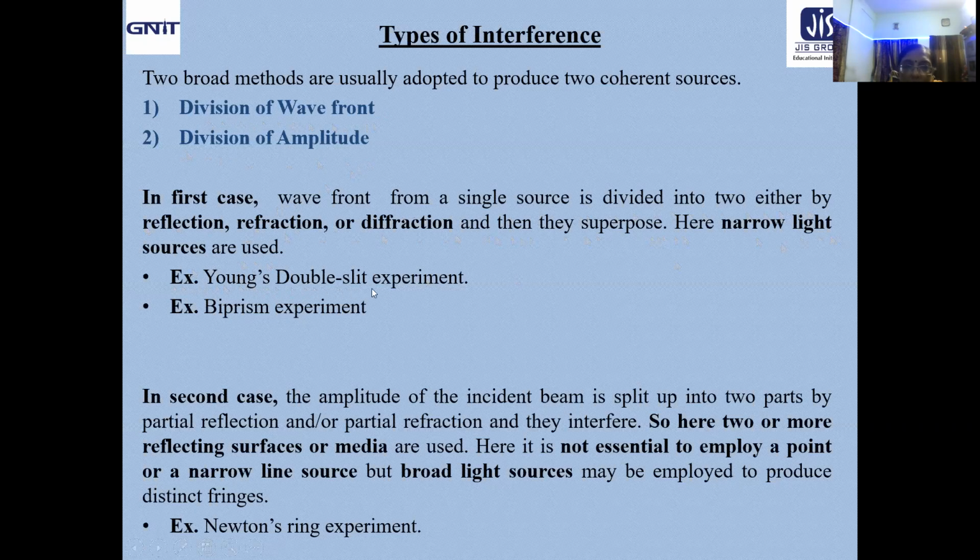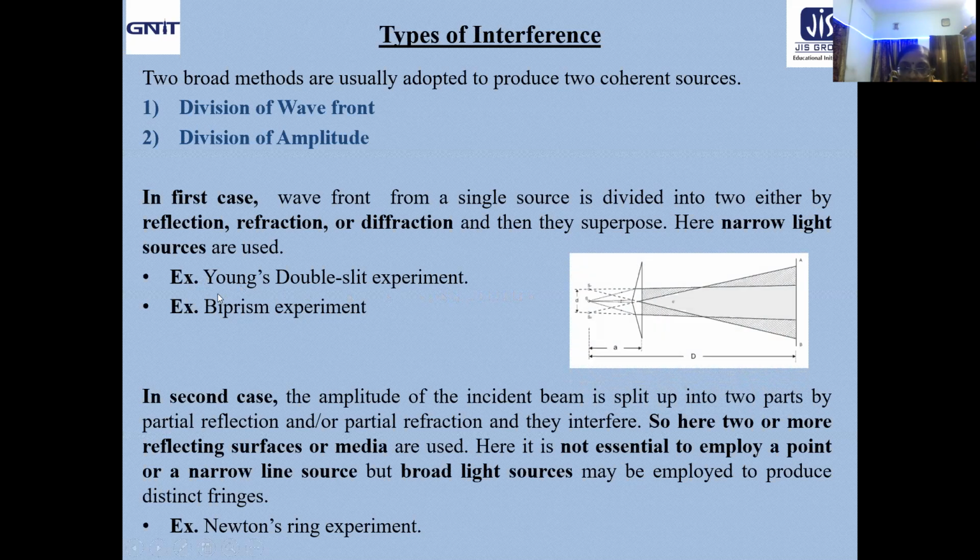Most common example is the double slit experiment of Young, where we have seen from S, the incoming wavefronts are divided by the two slits S1 and S2 to produce two sets of wavefronts which superpose to produce the final interference fringe pattern. Another example is the biprism experiment, where two halves of a prism divide the incident wavefront coming from S1 and S2 into two parts, and here you are getting the region of superposition where the fringe pattern is produced.